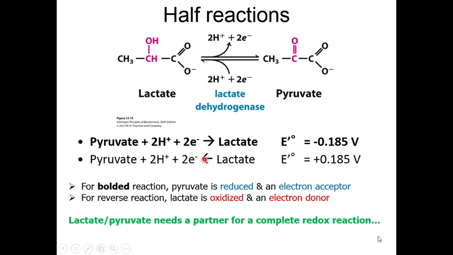So for the bolded reaction or the reduction reaction, pyruvate is reduced and is an electron acceptor in this case. For the reverse reaction, lactate going to pyruvate, lactate is oxidized and hence is an electron donor. Lactate and pyruvate need a partner for a complete redox reaction because this is a redox half reaction.